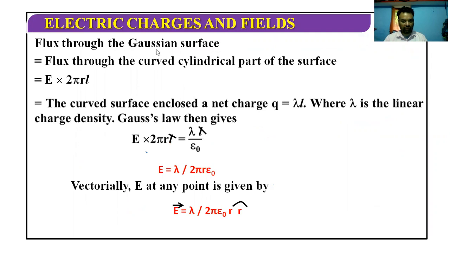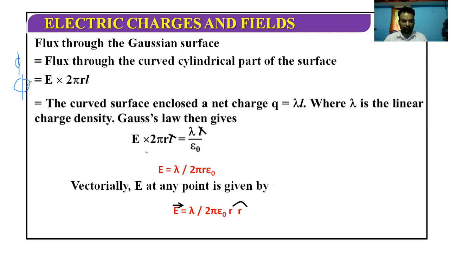So the flux through the Gaussian surface, which is now the curved surface, phi, is equal to E dot the area of the curved surface, and the area of the curved surface is 2 pi RL. So now the flux through the curved surface is equal to E times 2 pi RL.